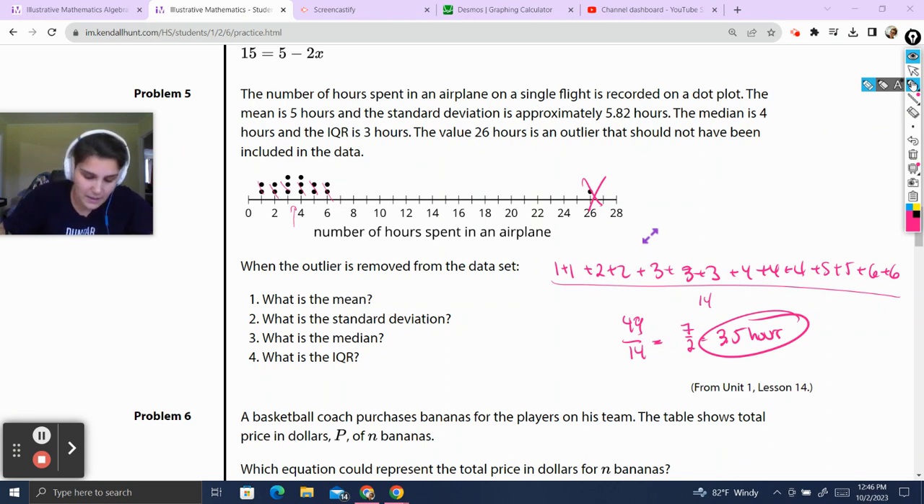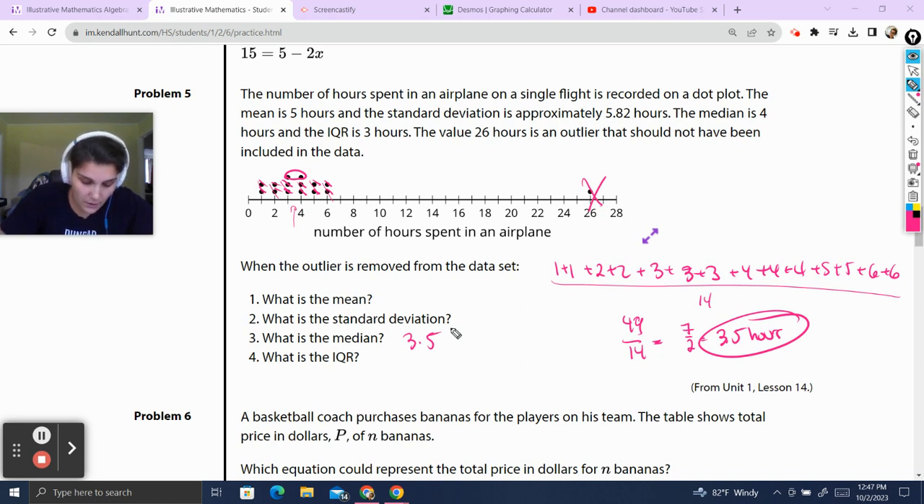What is the median? Well, for the median, we're going to realize all these numbers cross out as we get to the middle number. We're left with these 2 in the middle. The median is going to be the middle of those 2 values, which is going to get us 3.5.